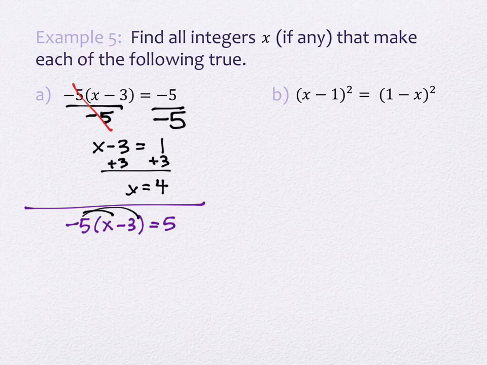So if I distribute instead, I have negative 5x plus 15 is equal to 5. Why is it positive 15? Yeah, I got two negatives I'm multiplying, right? Negative 5 and negative 3. Okay, what would I do next after I've distributed?